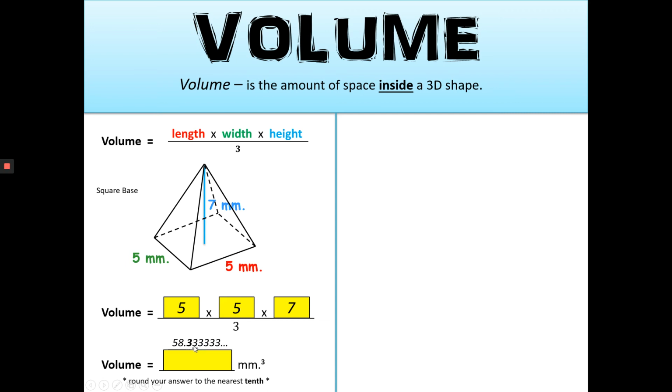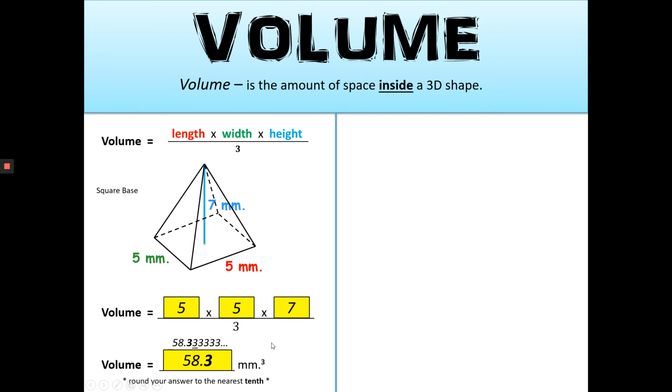If it's 5 or higher, so if it's 5, 6, 7, 8, or 9, remember that means you're going to round up. Unfortunately, since this was 3, that's not going to round up, it's just going to stay 3. So your final answer for this volume is just going to be 58.3. That's all you got to do.